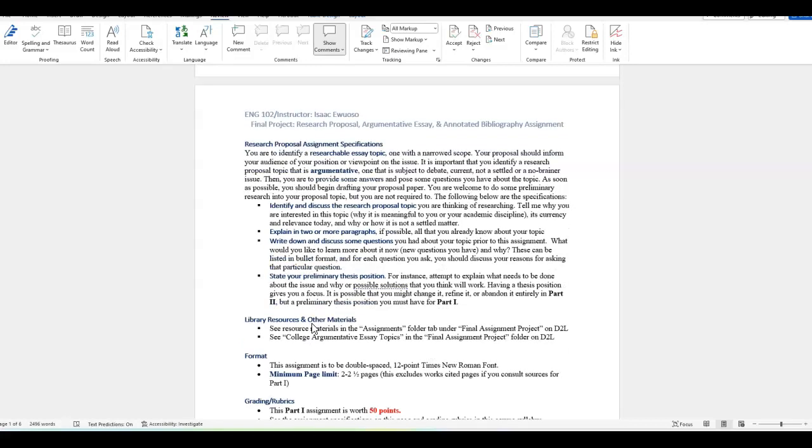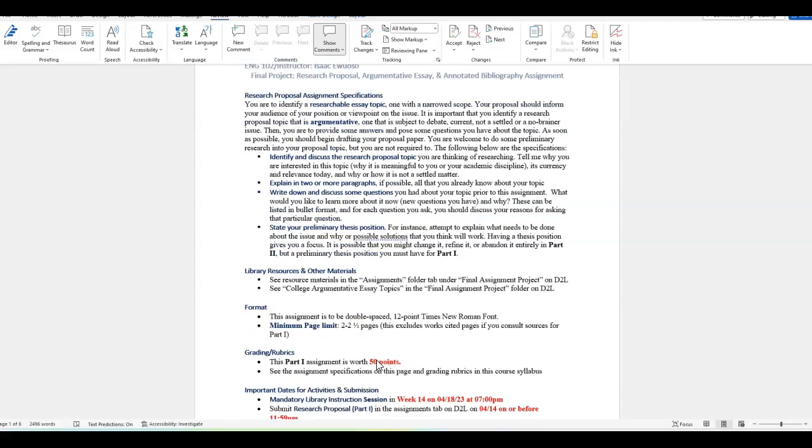And there will be library resources that you are going to be using, and for more on this, stay tuned, because I'm expecting a lot more, and we'll be engaging in activities in this class to support you. So make sure you take a look at everything I've posted here. Now, looking at the format, there's a minimum page limit. I said 2 to 2.5 pages. This excludes works cited pages. So make sure you know what I'm expecting of you.